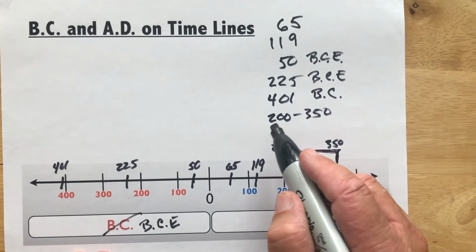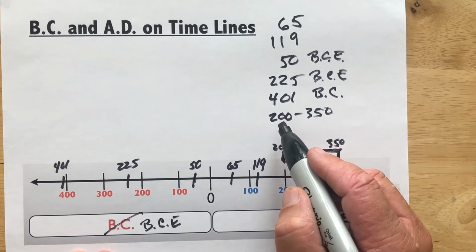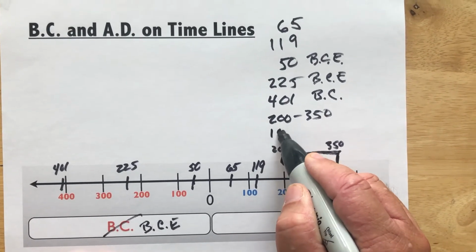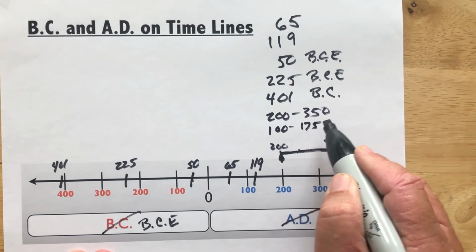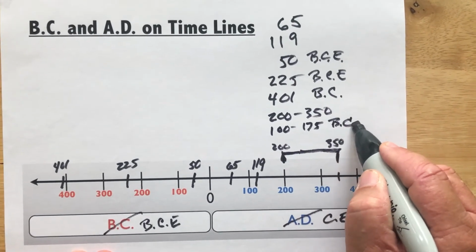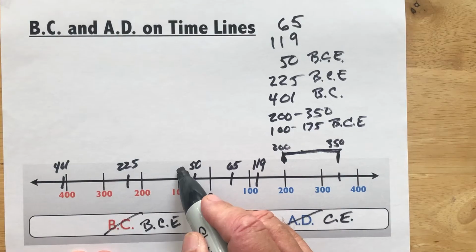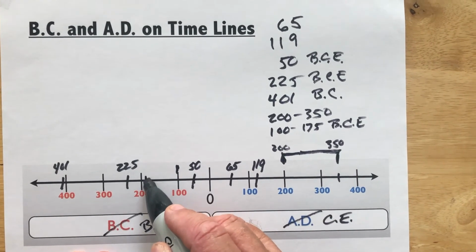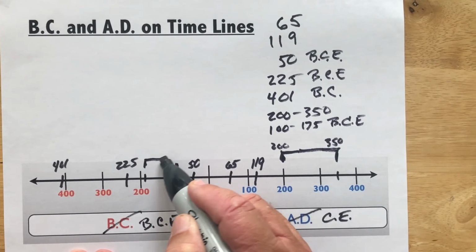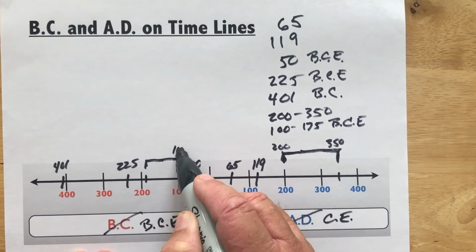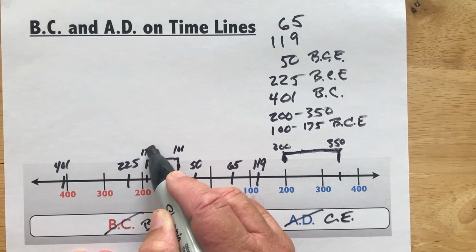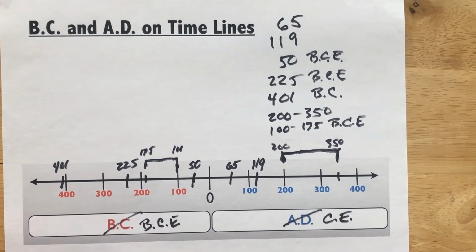Now the same if I gave you a date from 100 to 175 BCE. Okay, here's 100, here's 200. So it started here and it ends in 175. So 100 to 175 BCE.